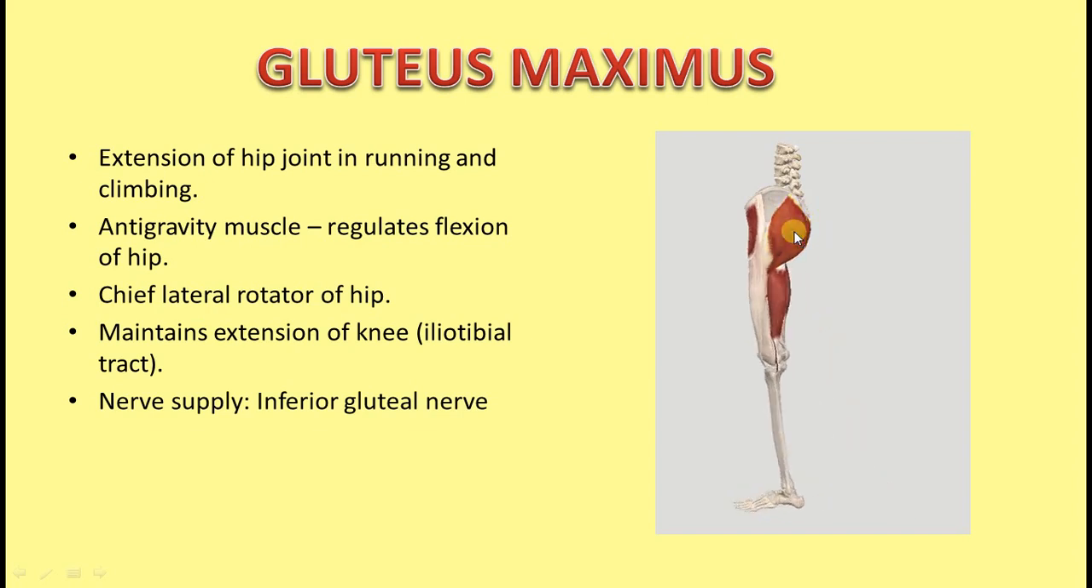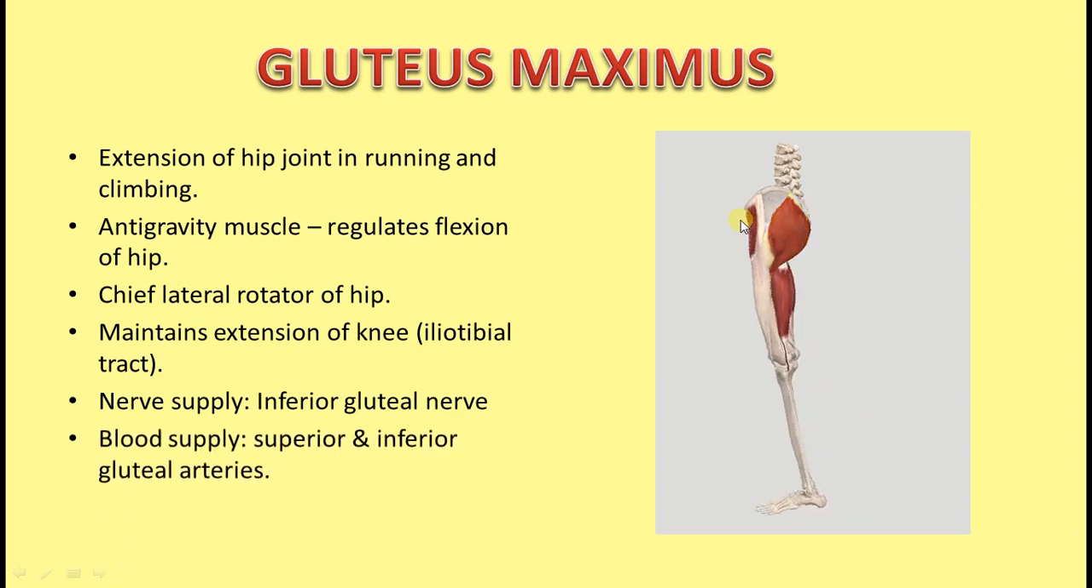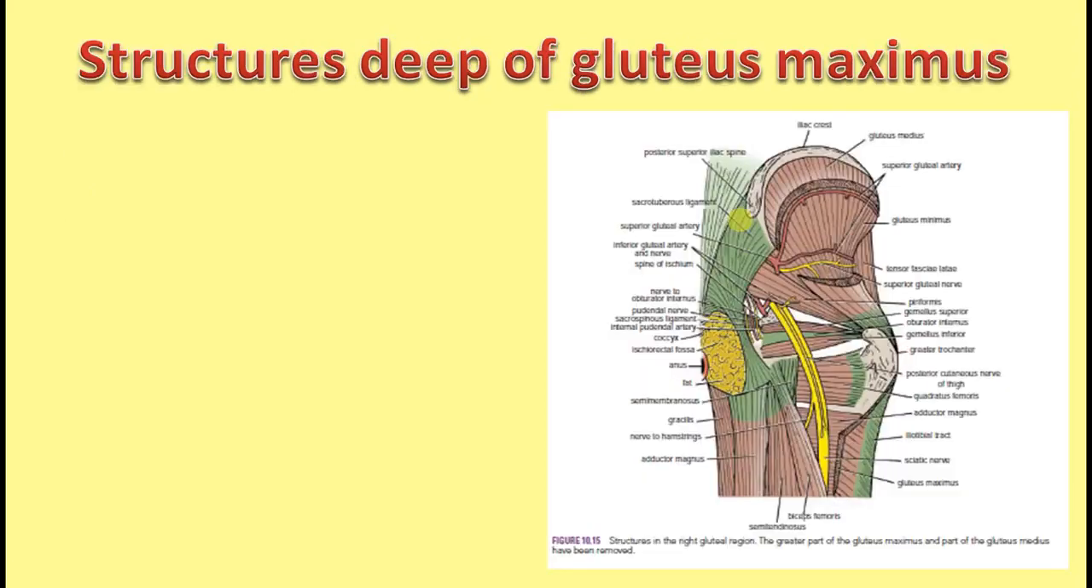So the actions, as I told you: extension of the hip mainly in running and climbing; regulates the flexion through its paradoxical action mainly when you are sitting from the standing position; chief lateral rotator; through the iliotibial tract it maintains the extension of the knee; and the upper fibers are also abductors of the hip. The nerve supply is by the inferior gluteal nerve. The blood supply is through the superior and inferior gluteal arteries. Now if you remove the gluteus maximus, what are all the structures present under the gluteus maximus?